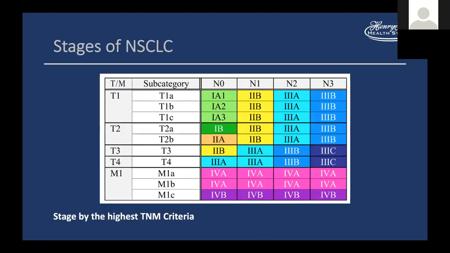And then the TNM criteria, basically what they translate to are different stages. So I'm sure you guys have all seen this table before, but the T criteria are all associated with the stage, the M and the N criteria are also associated with the stage. And the way you utilize this table is the highest T, N, or M criteria would then translate to the patient's stage, which then would translate to their treatment.